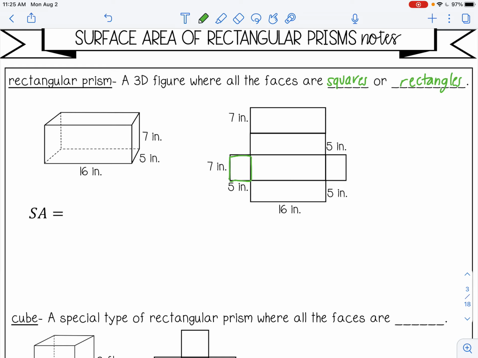7 times 5 is 35. Same thing for this one, this would also be 7.